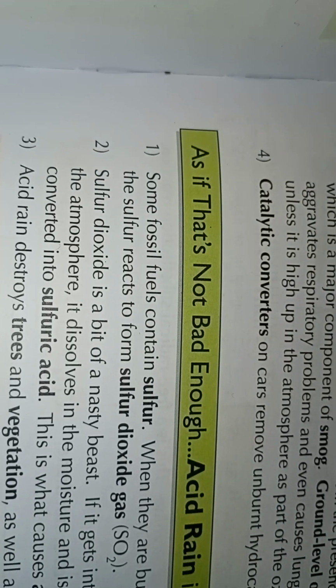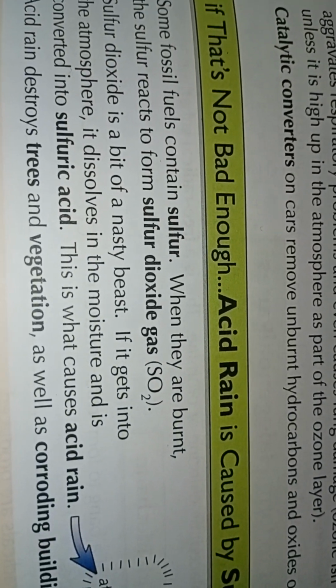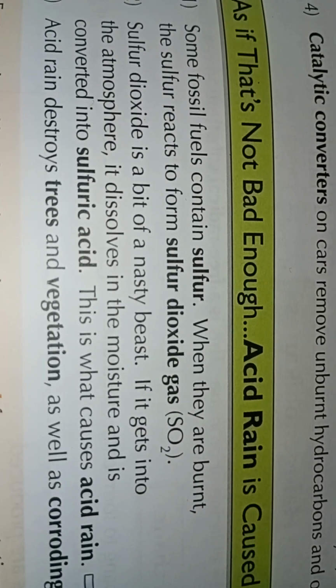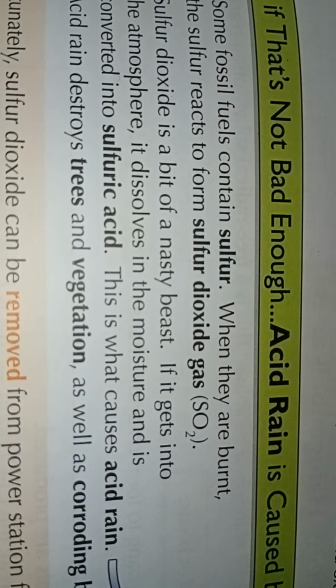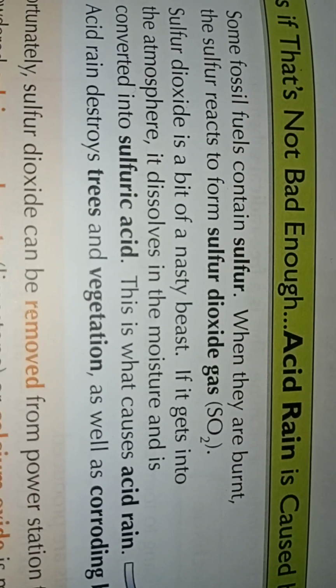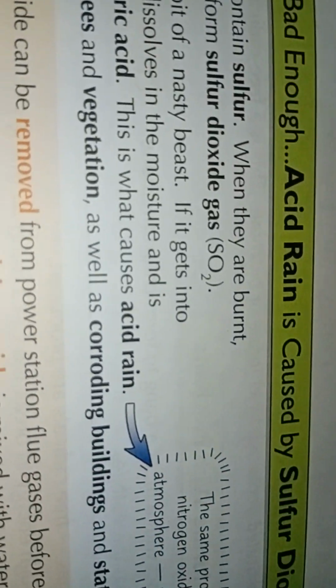Nitric acid is produced. So some fossil fuels contain sulfur. When they are burnt, the sulfur reacts to form sulfur dioxide gas, SO2. Sulfur dioxide is a bit of a nasty beast. If it gets into the atmosphere, it dissolves in the moisture and is converted into sulfuric acid. This is what causes acid rain.